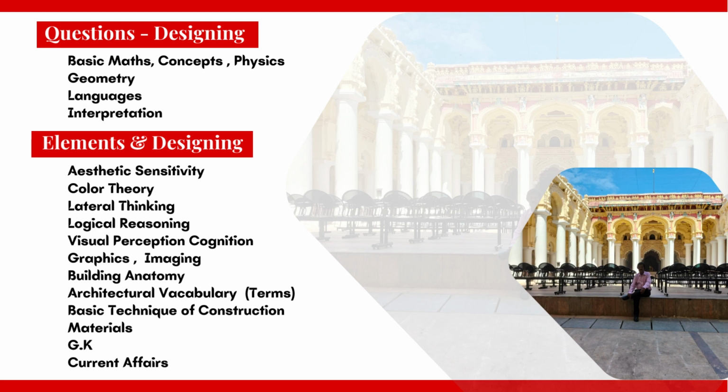Let us have a look at certain things in detail. Elements and designing. The caption is elements and designing. Under that: aesthetic sensitivity, color theory, lateral thinking, logical reasoning, visual perception, cognition, graphics, imaging, building anatomy, architectural vocabulary, that is architectural terms, basic techniques of construction, materials, general knowledge, current affairs.